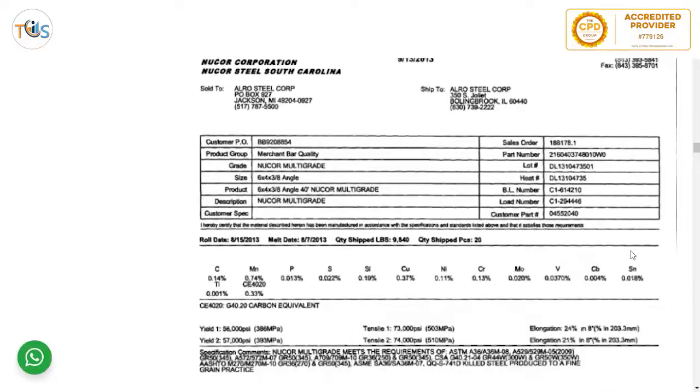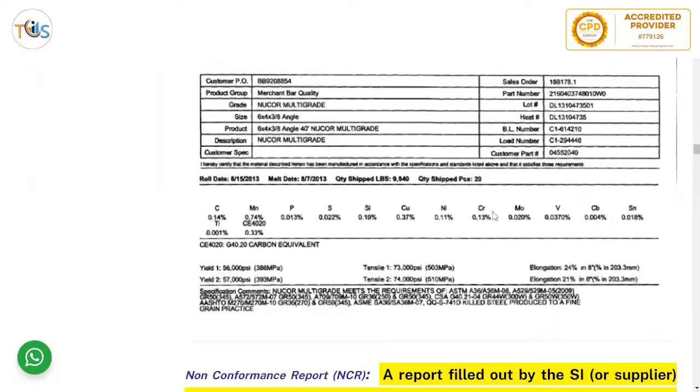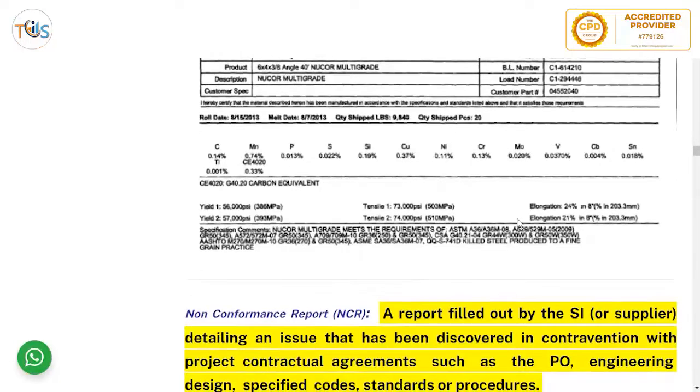So this is a sample material test report. As you can see, there is part number, lot number, sales order number, and the size of the component, and batch number, lot number, heat number, and then you see the chemical composition here. So this is chromium, molybdenum, vanadium, copper, silicon, sulfur, phosphorus, manganese, and carbon.